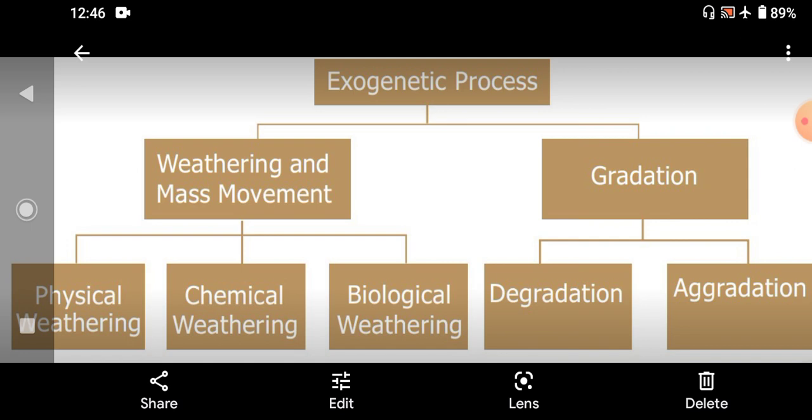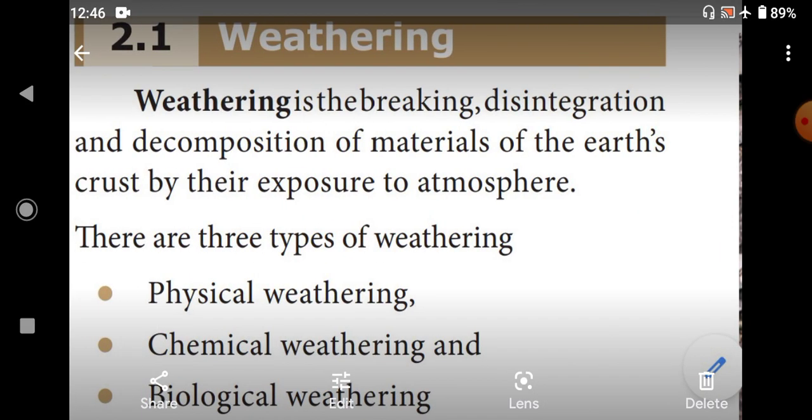Students, in today's class I am going to teach weathering alone. Gradation I will continue in the next class. Now listen here. Weathering is the breaking, disintegration and decomposition of materials of the earth crust by their exposure to atmosphere.